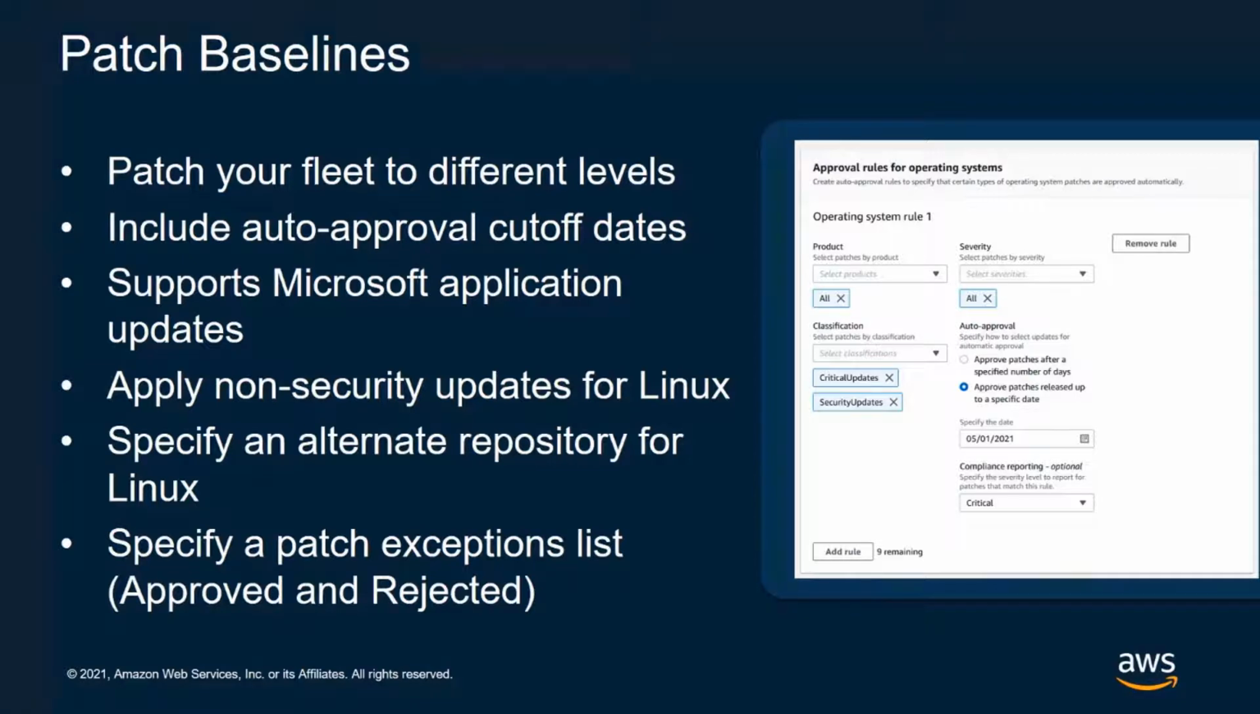Lastly, within your baseline rules, you can specify any explicit exceptions that need to be made. These can either be explicitly approved patches or explicitly rejected patches. Rejected patches can either be flat out blocked and never installed, or you can specify that they're only allowed to be installed as a dependency for an approved package.